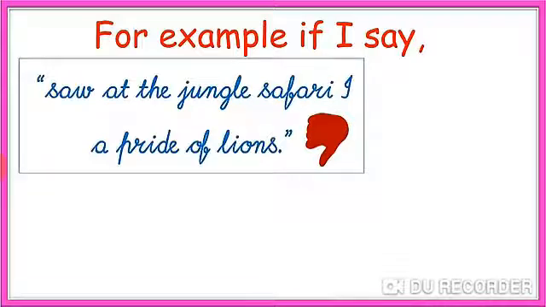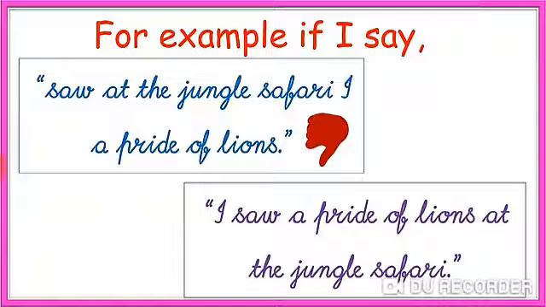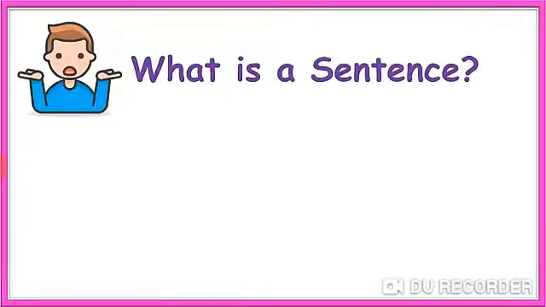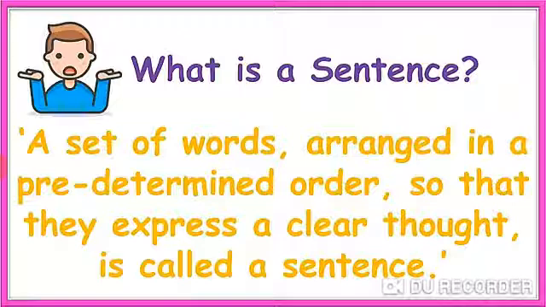Now, let's rearrange these words and see how it sounds. I saw a pride of lions at the jungle safari. Now, this group of words makes complete sense, so we will call them a sentence. Based on what we have learned, let's define a sentence. So, what is a sentence? A set of words arranged in a predetermined order so that they express a clear thought is called a sentence.